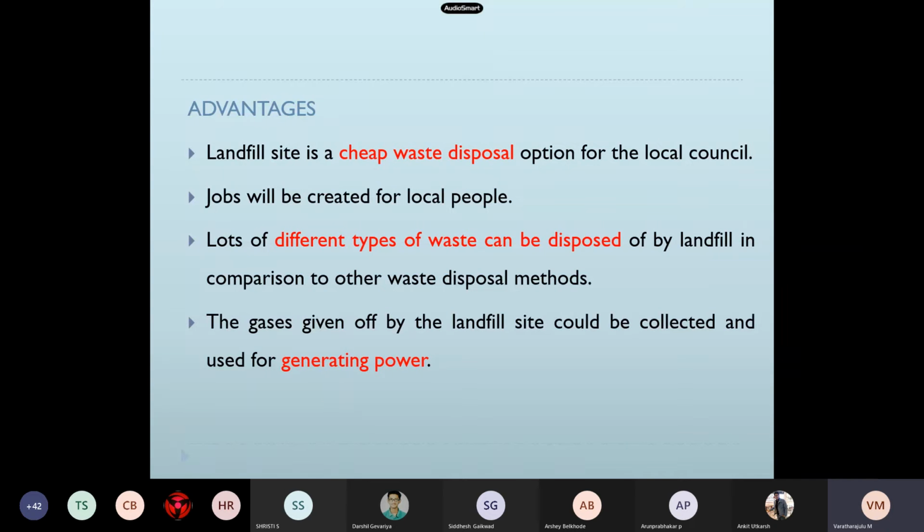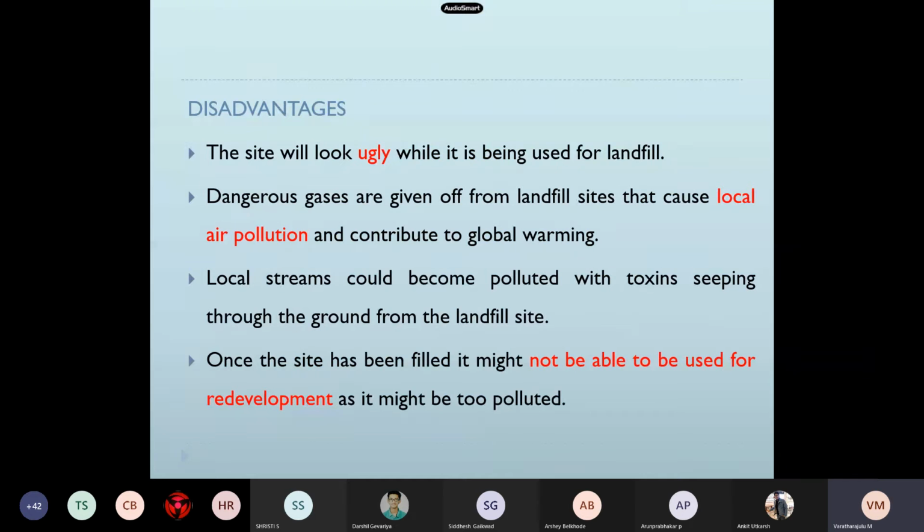On the other hand, it has its demerits. The site looks very ugly while it is being used for landfill, and dangerous gases are given off from landfill sites that cause local air pollution and contribute to global warming. The local streams could become polluted with toxins seeping through the ground from the landfill site. Once the site has been filled, it might not be usable for redevelopment, as it might be too polluted.